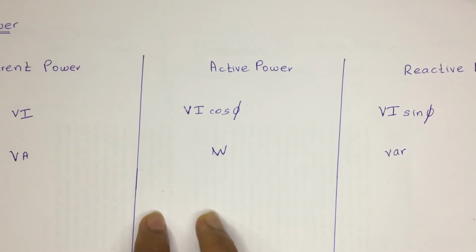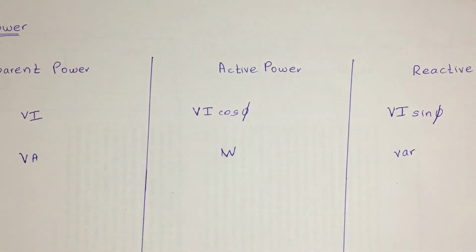Before these three types of power, we first need to know what happens in an AC circuit. Actually, we know three basic elements in AC circuits. The first one is the resistor, the second one is the capacitor, and the third one is the inductor. We need to know how they function. After that, we can differentiate between these powers and explain these types of power.